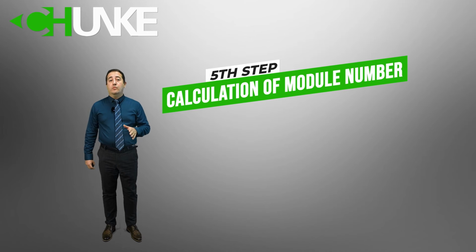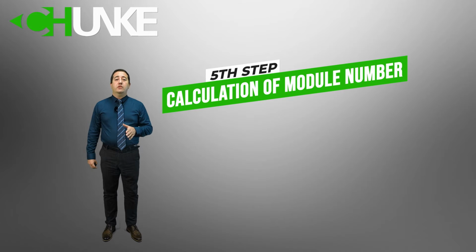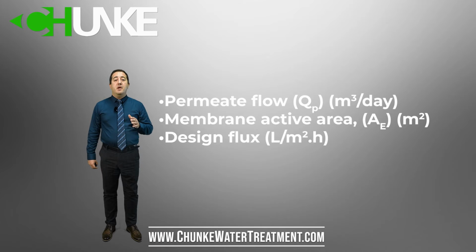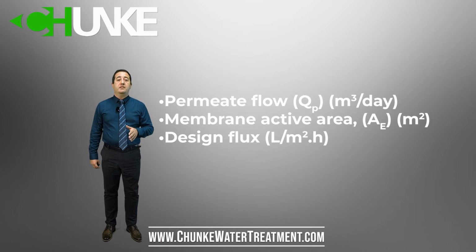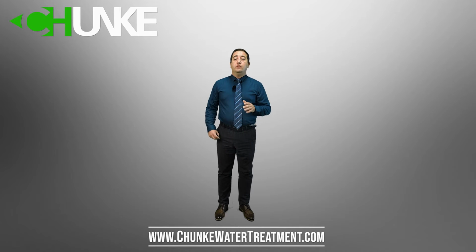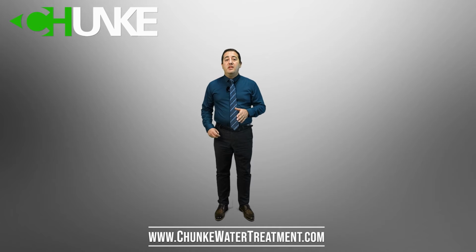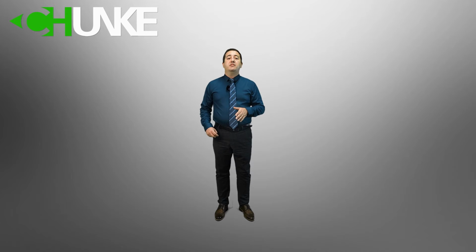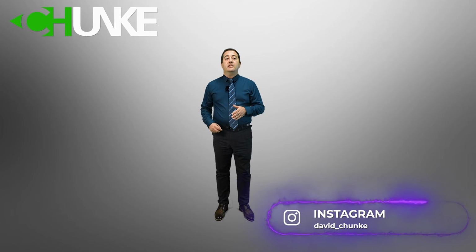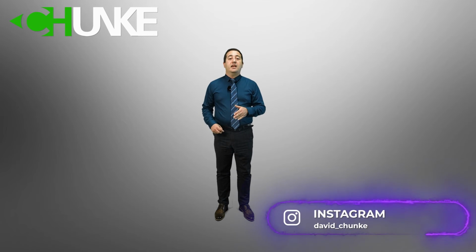Calculation of module number. To calculate module number, we have to know permeate flow as cubic meter per day, membrane active area as square meter, and design flux as liter over square meter hour. Permeate flow is your machine capacity. How much water do you need per day? Membrane active area, you can get it from the membrane supplier's RO membrane specification. Design flux in liter over square meter hour, I already gave to you in the table.